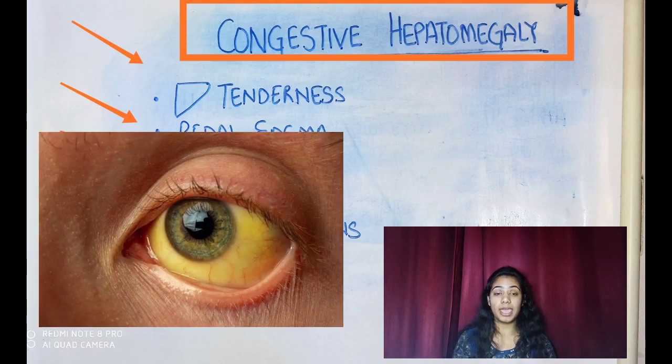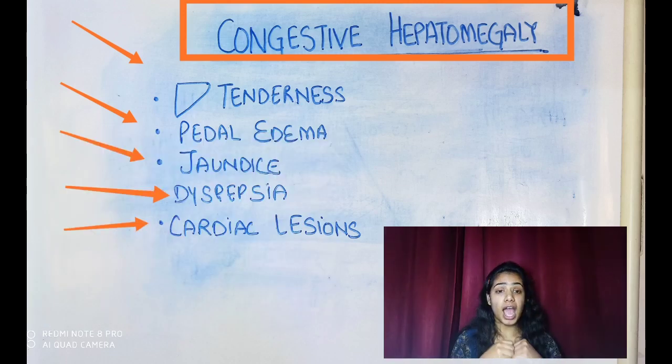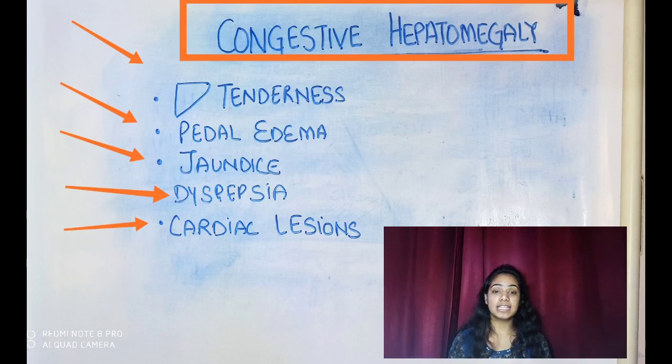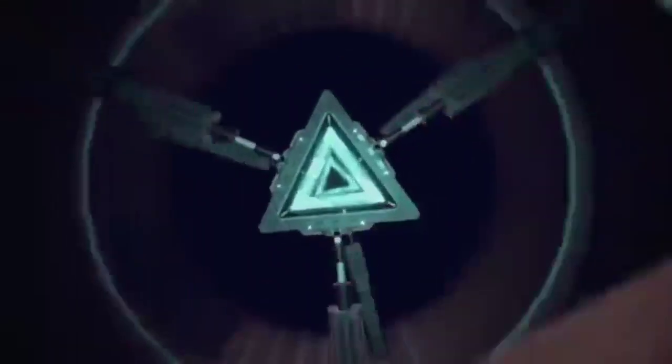That can be diagnosed by bilirubin levels. And the third thing is the heart. So some cardiac lesions will also be found in the case of congestive hepatomegaly. So these are the three things that help us to differentiate it from simple hepatomegaly.